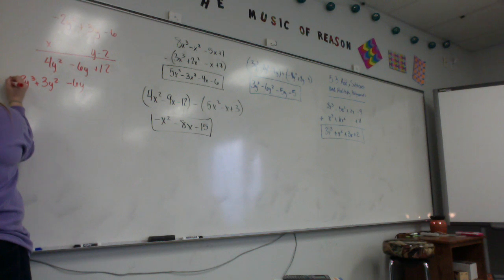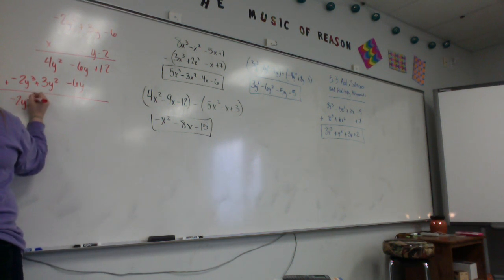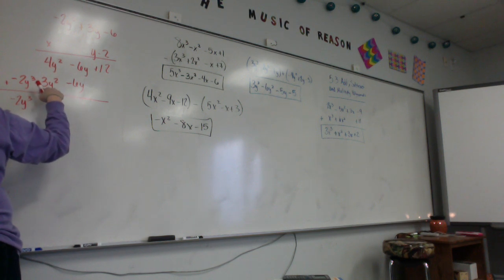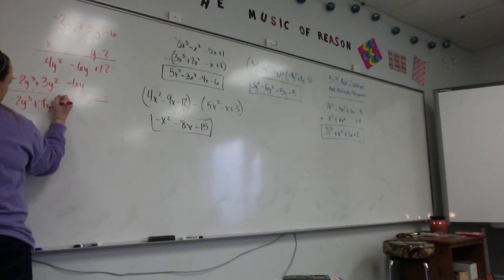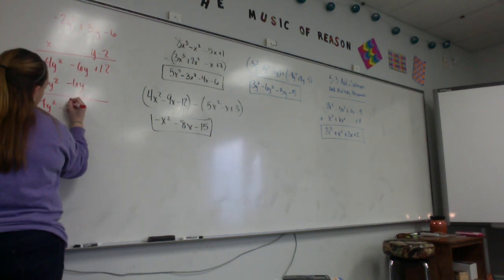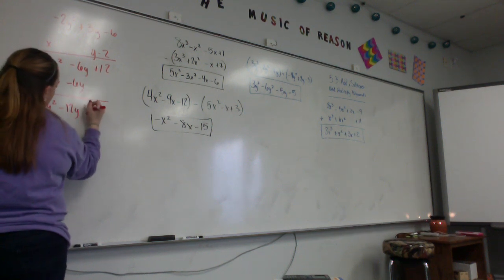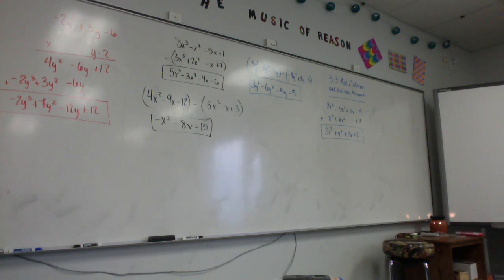And I'm going to add these together. So I get negative 2y cubed. What's 4y squared plus 3y squared? That is 7y squared. And what is negative 6y plus negative 6y? Negative 12y. And then 12 plus nothing is 12. That's how you can multiply vertically.